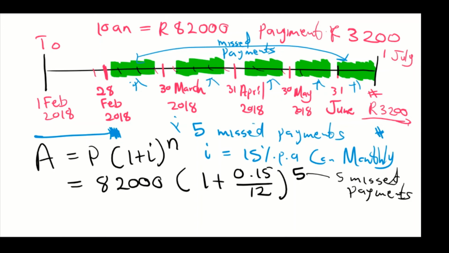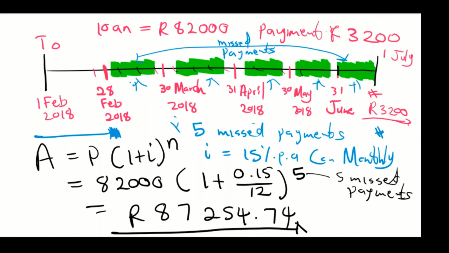just so you know. And then you're going to punch your calculator. You should get 87,254.74. So this is the amount that she owes the bank since she missed 5 payments.